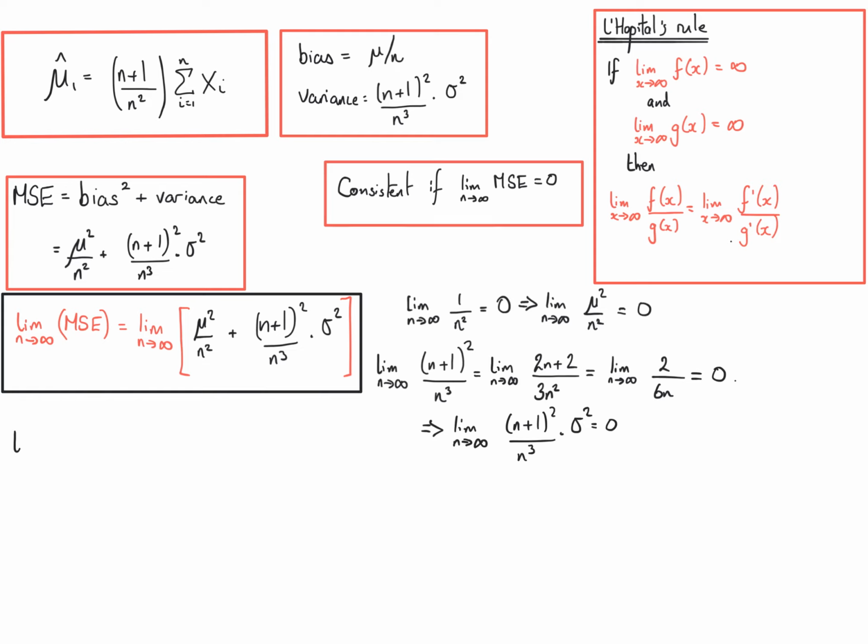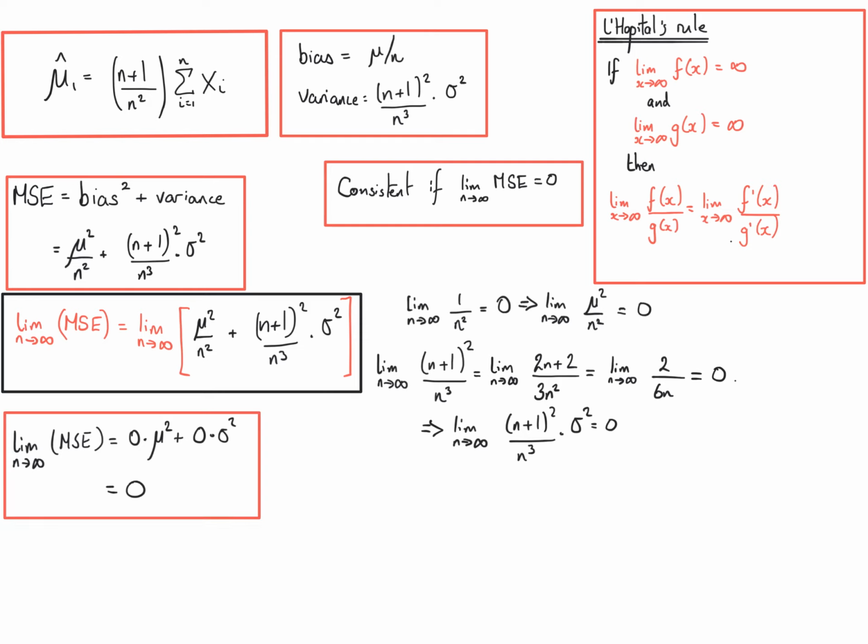So that means that the limit as n tends towards infinity of our mean square error is going to be equal to 0 times mu squared plus 0 times sigma squared, which is equal to 0. So since this limit is equal to 0, the mean square error converges towards 0 as the sample size tends towards infinity. Because of this, our estimator is consistent.